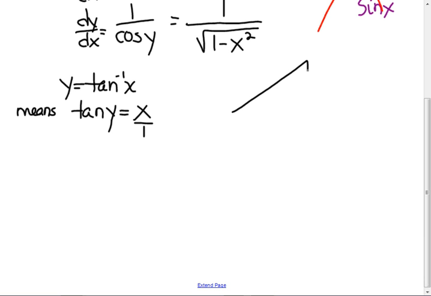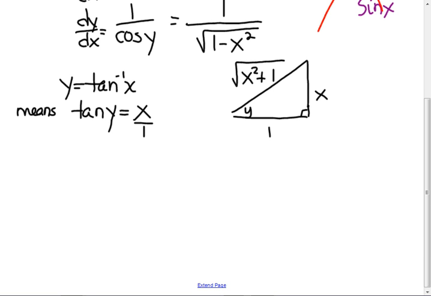Do it with me if this is confusing. Okay, here's my angle. Tangent is x over 1, so this is x. This is 1. What's this side? What's the square root of x squared plus 1? There is a square root in this one. That's correct. Leg squared plus leg squared is hypotenuse squared.